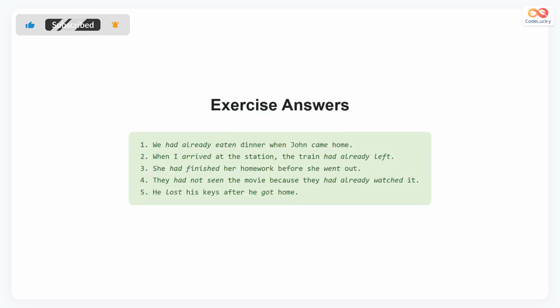Here are the answers for the exercise. We had already eaten dinner when John came home. When I arrived at the station, the train had already left. She had finished her homework before she went out. They had not seen the movie because they had already watched it. He lost his keys after he got home. Knowing the correct answers confirms your understanding.